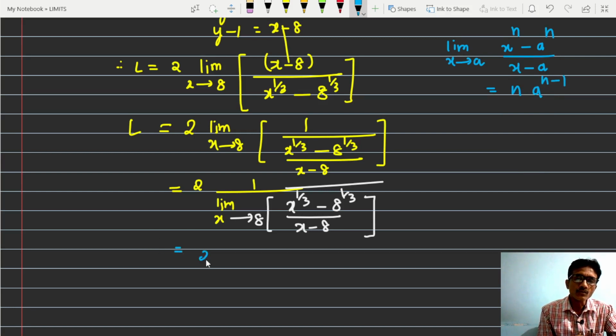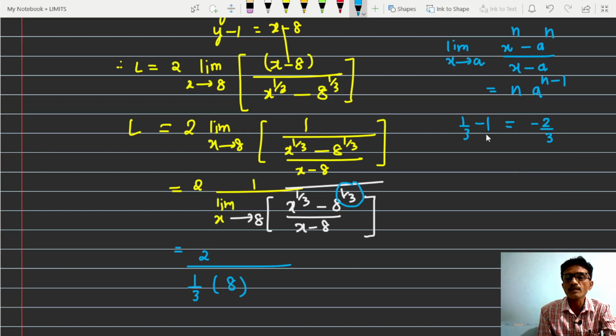So here 2 upon, see, n is equal to 1 by 3 and a is 8, so 8 raised to power 1 by 3 minus 1. What is this 1 by 3 minus 1? It is minus 2 by 3.